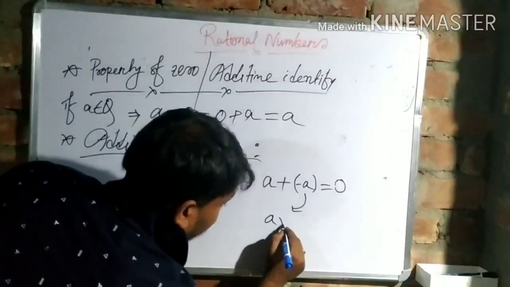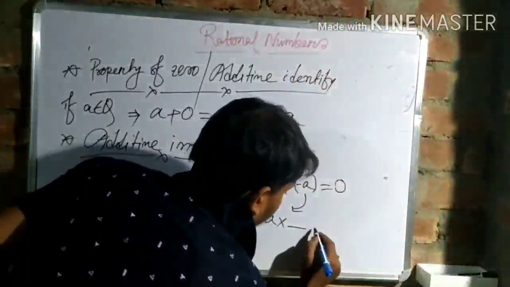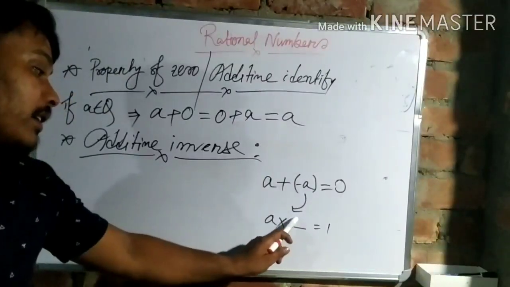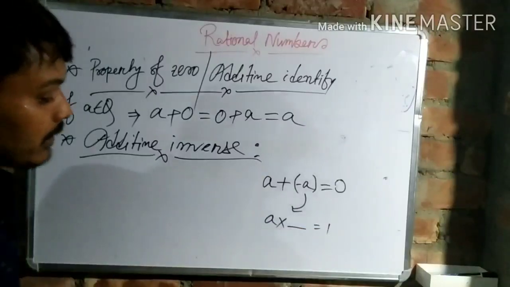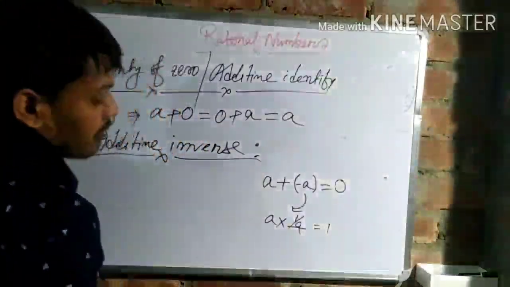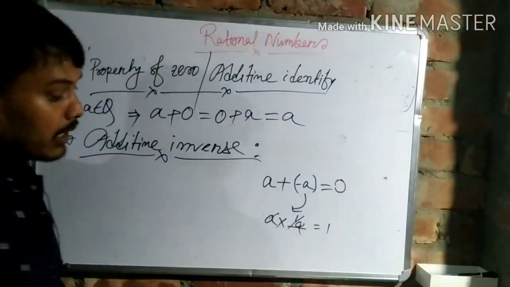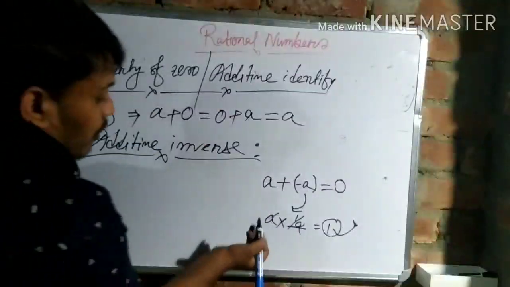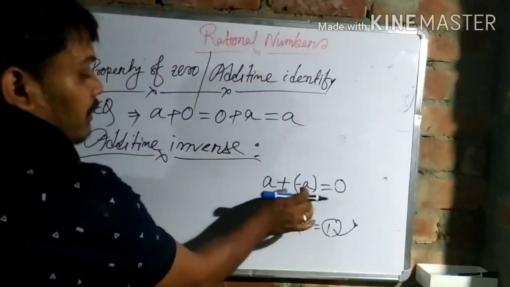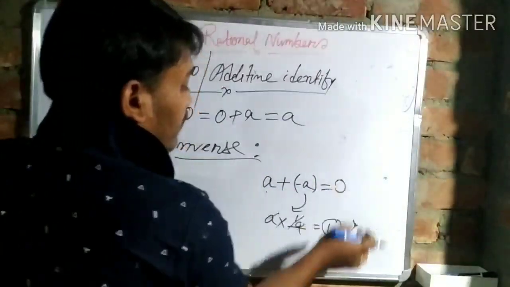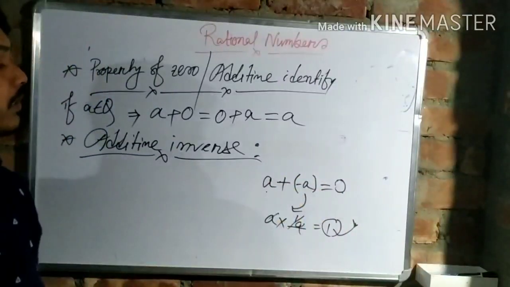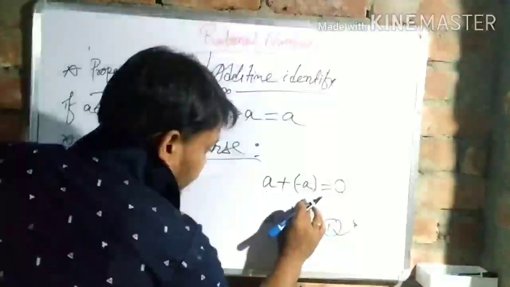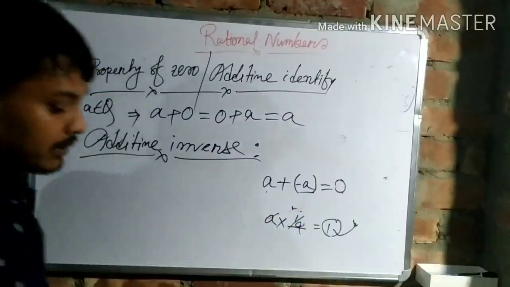With respect to multiplication, the result equals 1. So which value can we write here such that the result is 1? 1 by a, because a times 1 by a gives 1. And why 1 here? Because 1 is the multiplicative identity. So a value, an operation, and some value equal to the identity with respect to that operation. If we get such a value here, then this value is called the inverse.